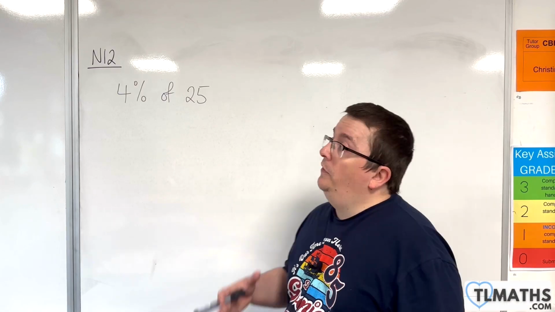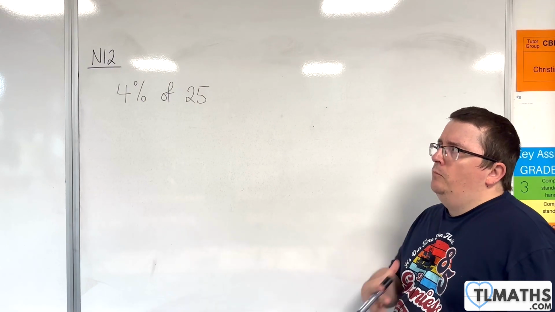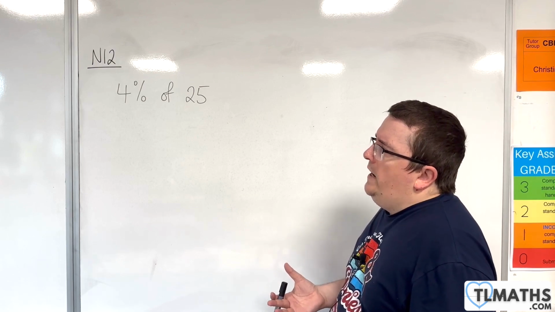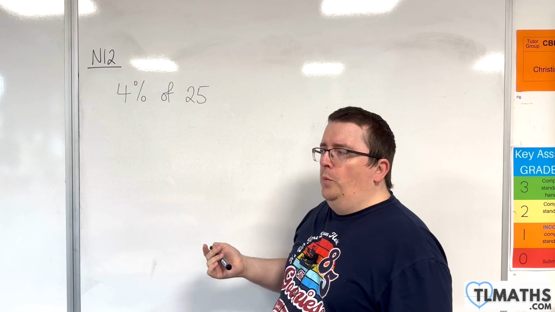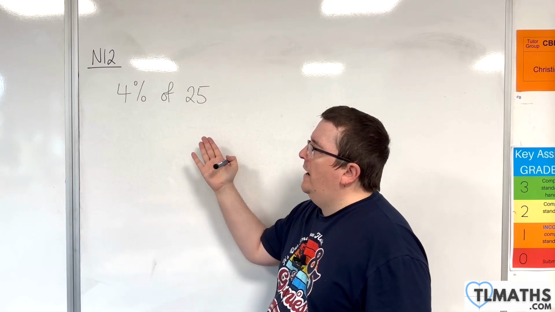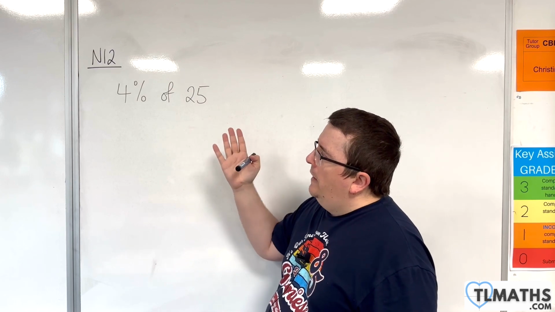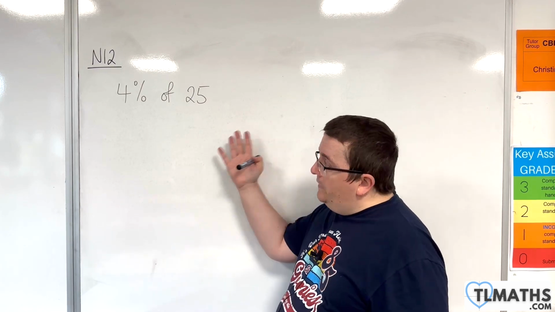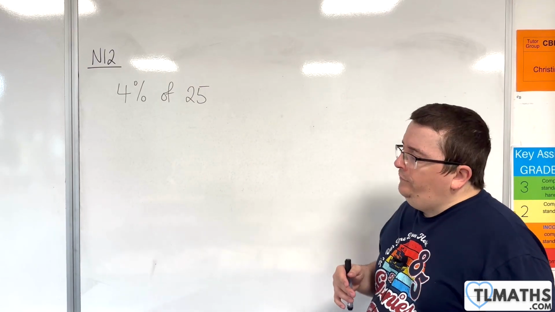So in this video we want to find 4% of 25, and at this point we probably know a few different methods that we could use. We could do 0.04 times 25, or we could find 1% of 25 and multiply it by 4, or you could find 1% and then add on another 1%, then add on another 1%, then add on another 1%, and then we've got 4%. But I'm going to show you a different way.